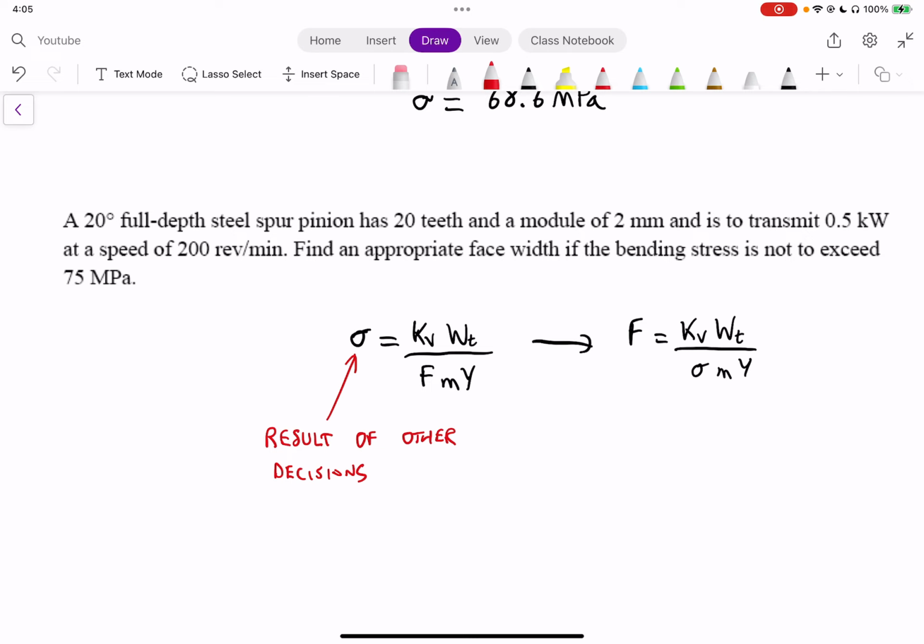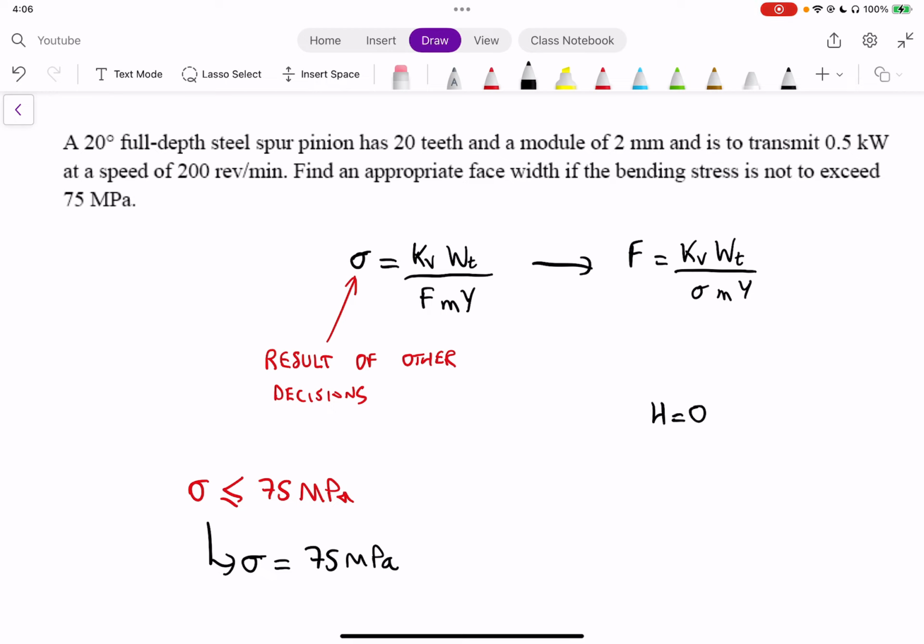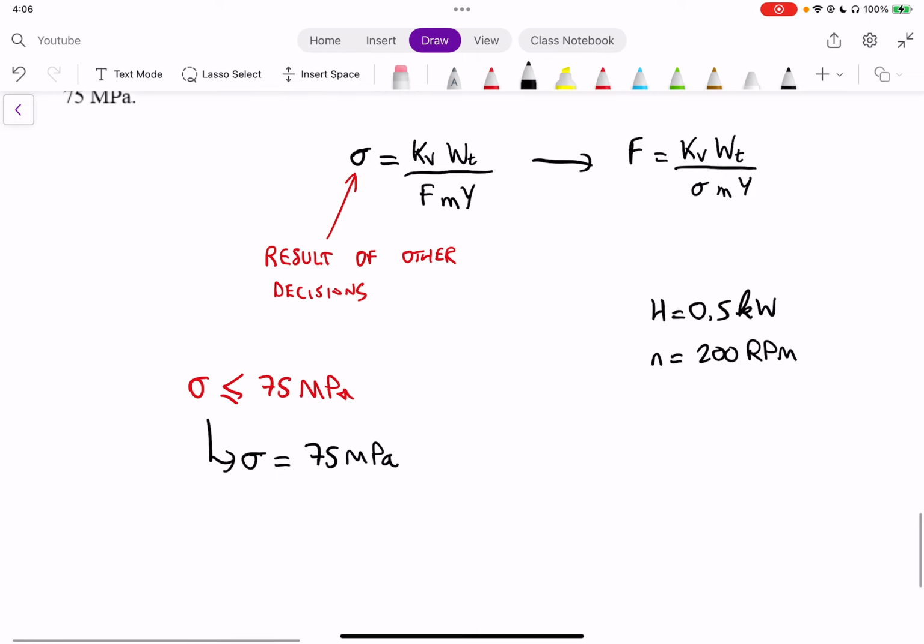So let's try and solve this problem for F based on the fact that sigma should be less than or equal to 75 megapascals. Okay, it shouldn't exceed 75 megapascals. So we can look for the worst case scenario, which would be 75 megapascals. We're going to do the problem for the worst case scenario up to the limit, to figure out what face width we would need for 75 megapascals. Now, the other terms given in the problem, we have H is equal to 0.5 kilowatts, and N is equal to 200 RPM, okay?